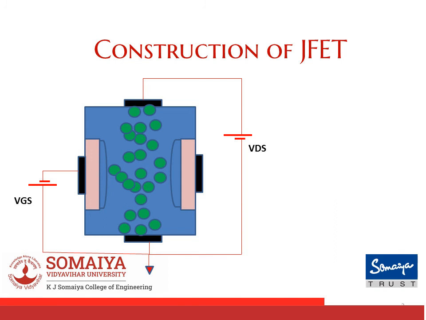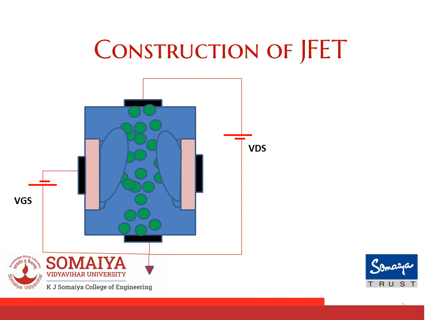Now let's discuss mainly the VGS battery, because it is the one that plays an important role in the control of the current ID. As you can see, the biasing applied at the gate is the reverse bias. This reverse bias helps me to control the width of the channel. So if I increase the reverse bias, I'll have an increased depletion region. Note that the depletion region is more towards the drain side and less towards the source side, because drain is more positive as compared to source.